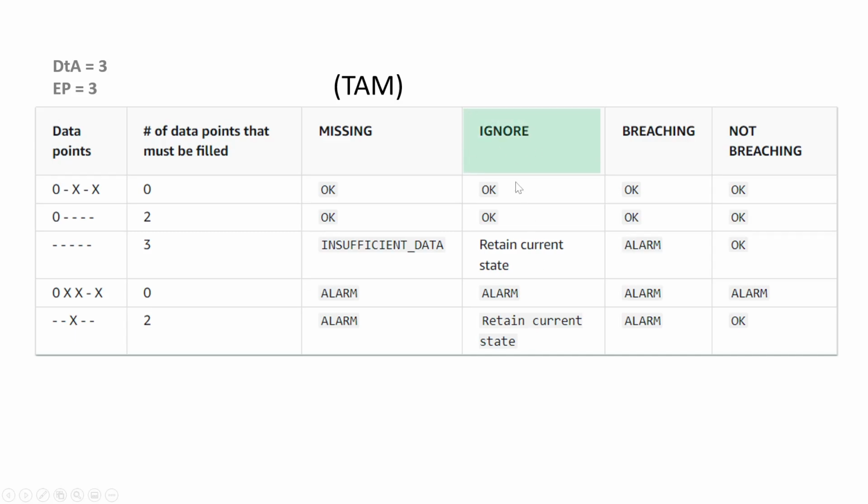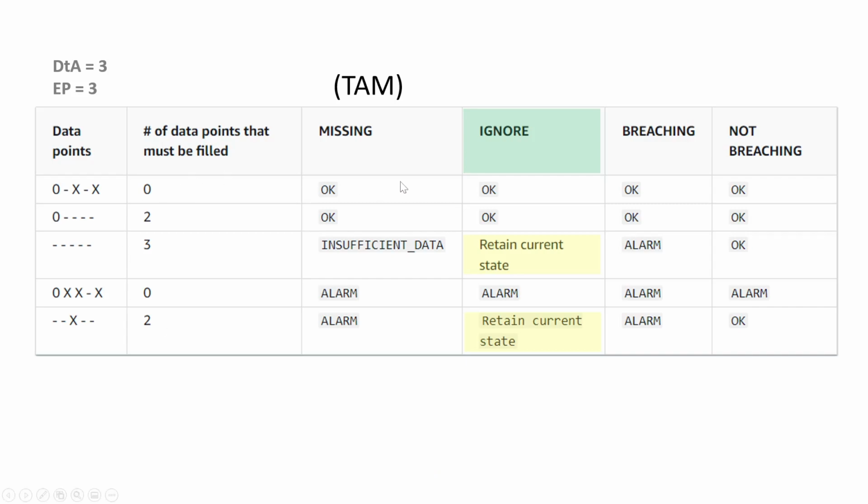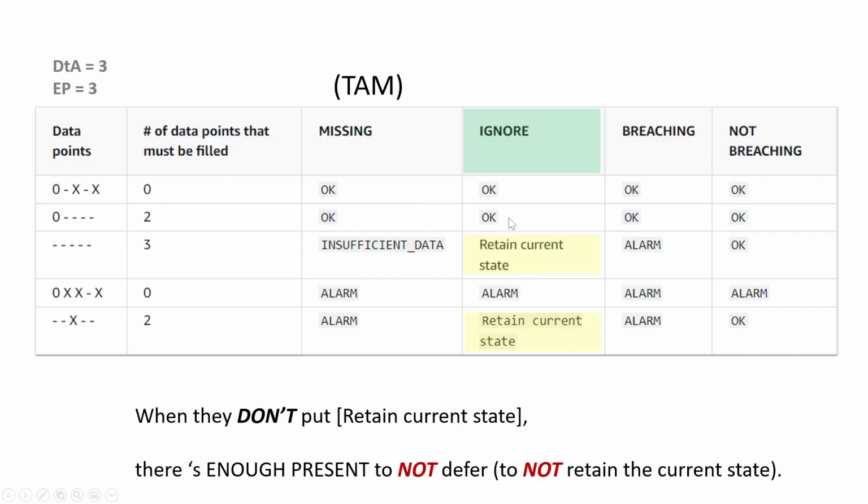So let's look at this column, the ignore. And I've said that ignore is all about deferring to the previous state. It's hard to tell even what ignore does. I just want to point out here that sometimes they put OK, sometimes they put alarm, and obviously those are 2 possible states. Remember the 3 categories of alarm. And sometimes they put retain current state.